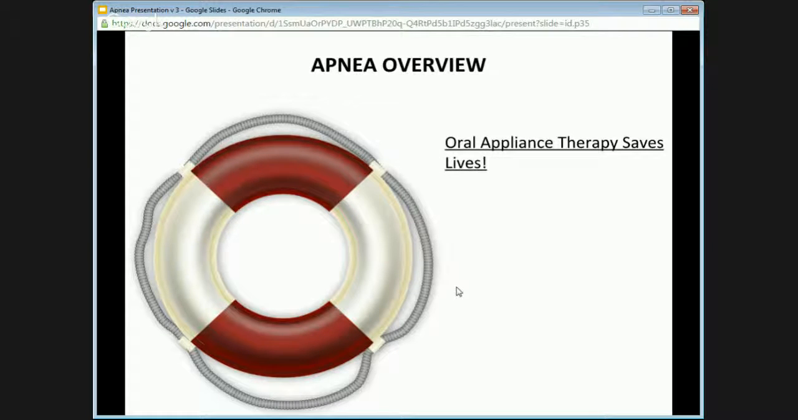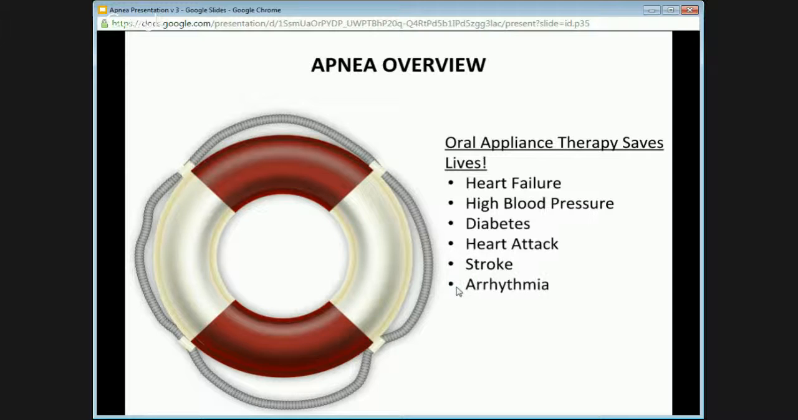But what we want to show you today is how you can, as I talked about in the beginning, use oral appliance therapy to treat sleep apnea and actually save your patients' lives. Imagine these patients, you're going to help save them in many ways. Let me give you another story. What you can do is help save their lives. Let me tell you why you would want to do it.